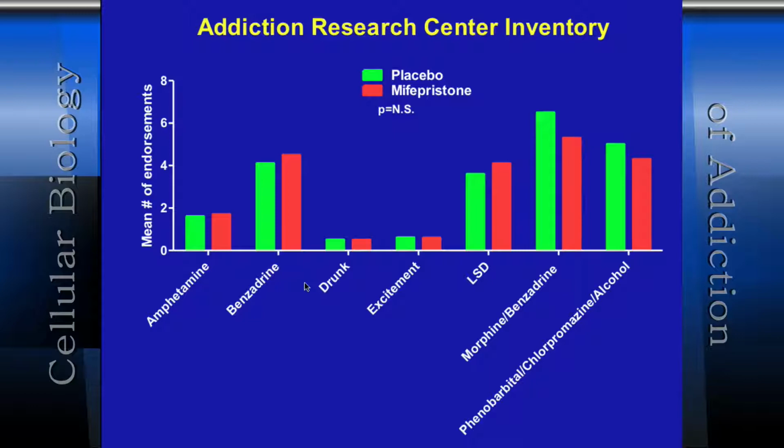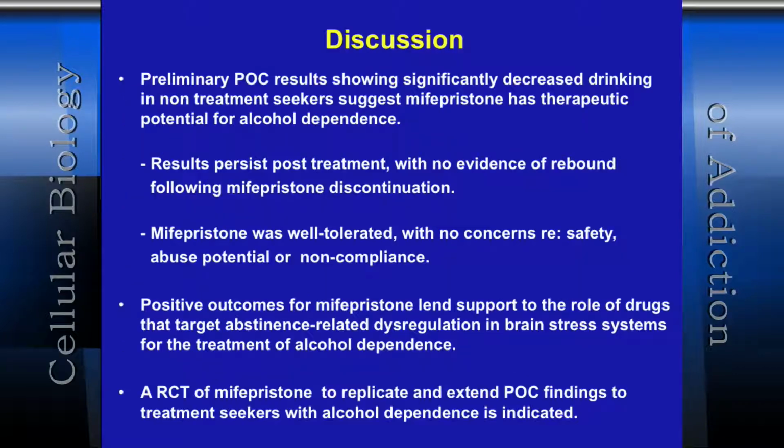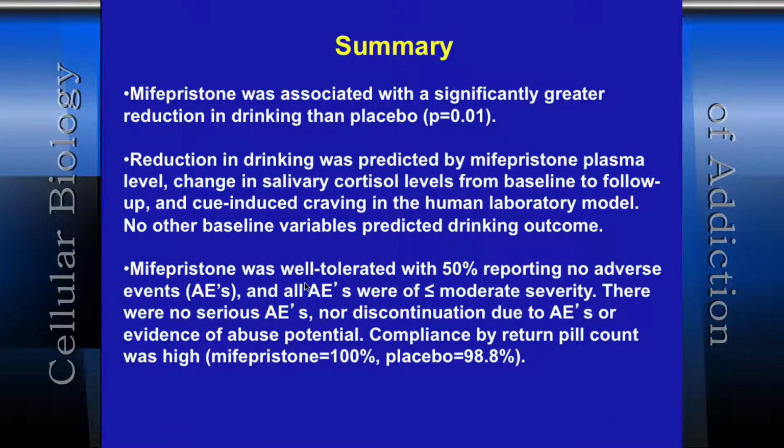And so this is a drug that really puts its finger right in that system as a glucocorticoid antagonist and was associated with a significantly greater reduction in drinking than placebo. It was predicted by the Mifepristone plasma level, the cortisol level change, and the cue-induced craving. Sex, age, no other baseline variables predicted the drinking outcome. It was very well tolerated. Half of the sample reported no adverse effects. Nothing of any significance.